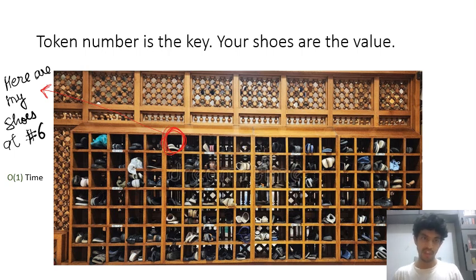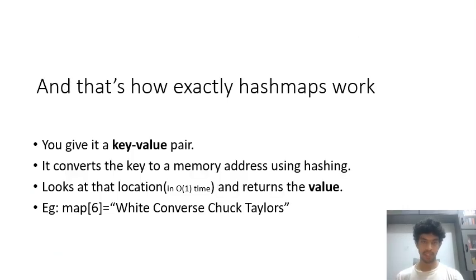But with a token, you just have to look once at the token's location, and bingo, you have your shoes at location 6 in O of one time. That is the magic of hash maps. And that is exactly how hash maps work.